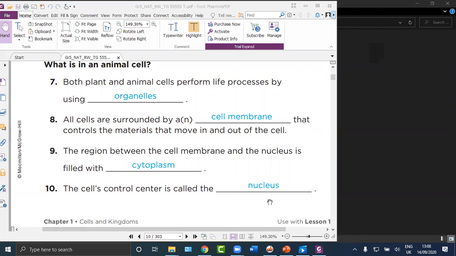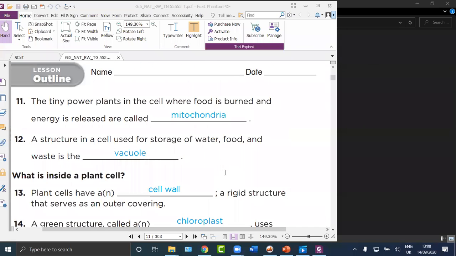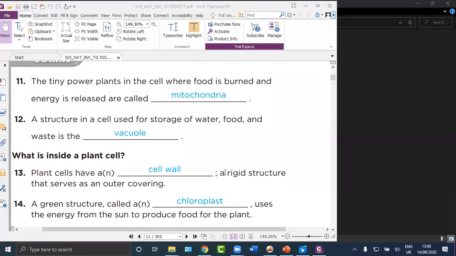The nucleus. Okay. The next. The tiny power glands in the cell where food is burned and energy is released are called mitochondria. Mitochondria.